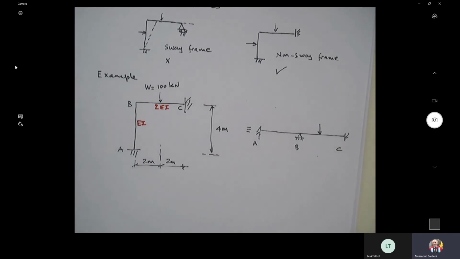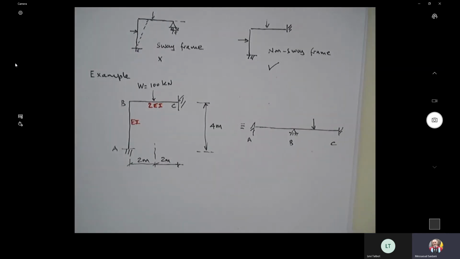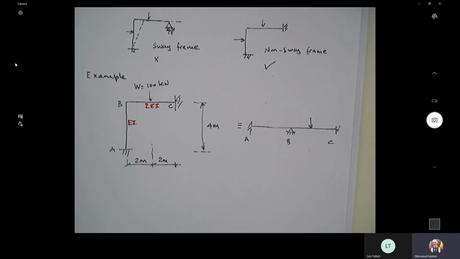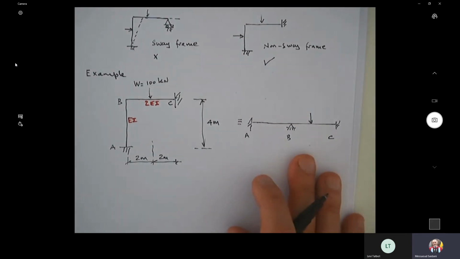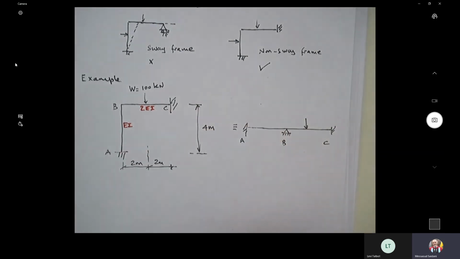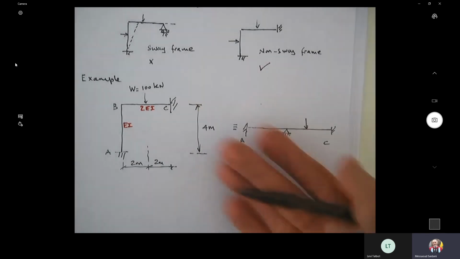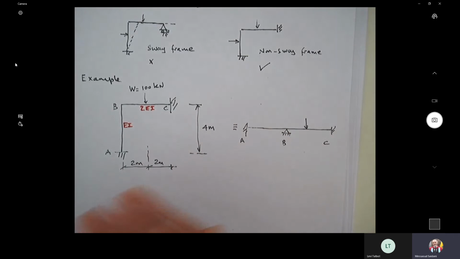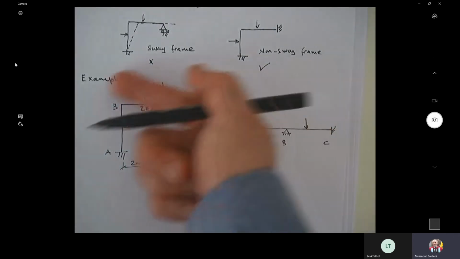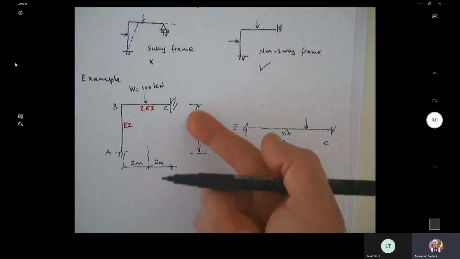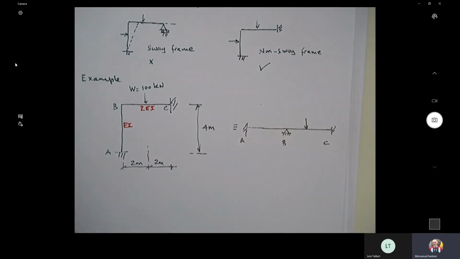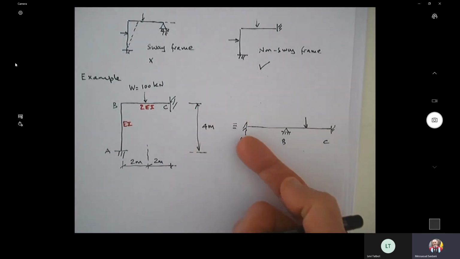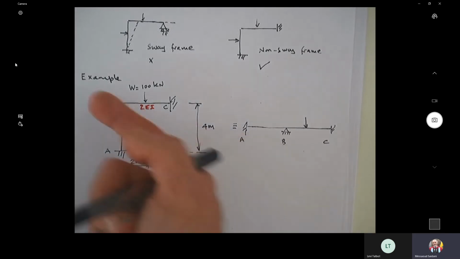Can you see that? Yeah. So this is like if you had a continuous beam that looks like this. So everything that we're going to do here is as if you had a continuous beam. You determine the fixed end moments and the distribution factors in exactly the same way. We are dealing with a frame, obviously, which is different to a continuous beam, but in terms of analysis, it's equivalent to a continuous beam.